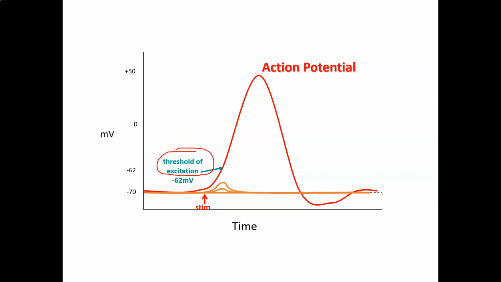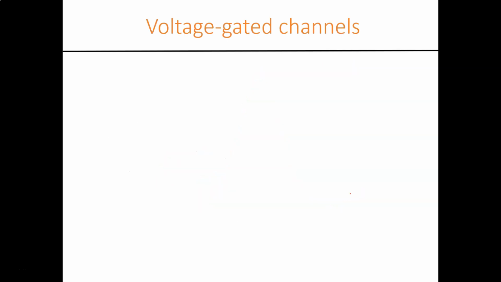So what's contributing to this massive change in membrane potential during the action potential? It goes from -70 all the way up to super positive, and then all the way down until it returns back to rest. They were curious about what might be contributing to this massive change.